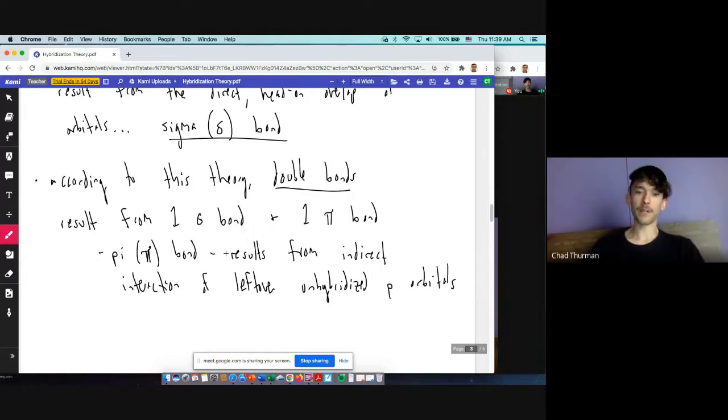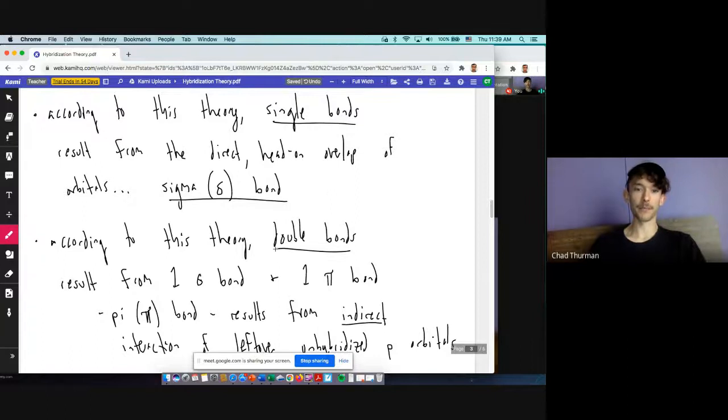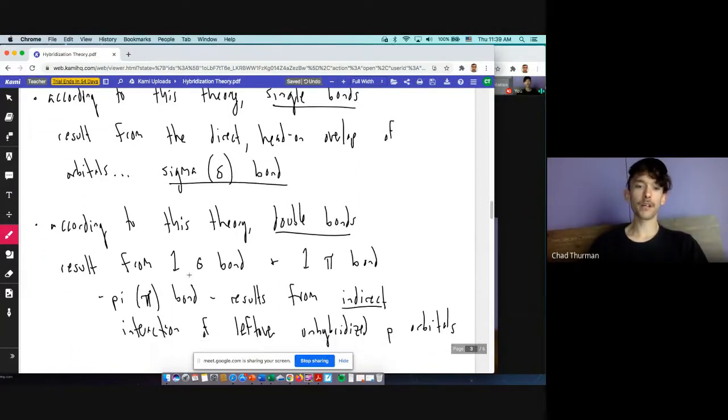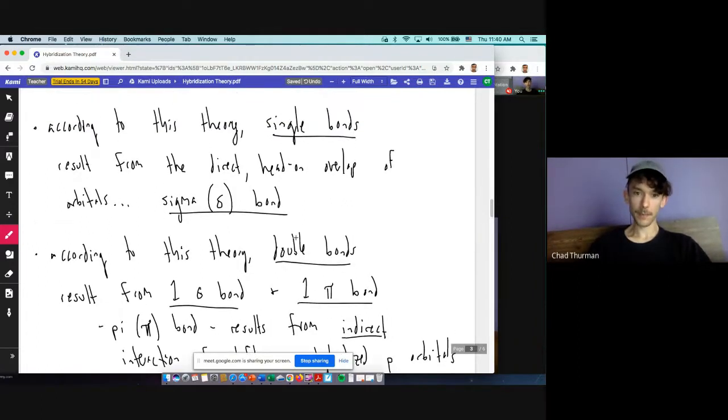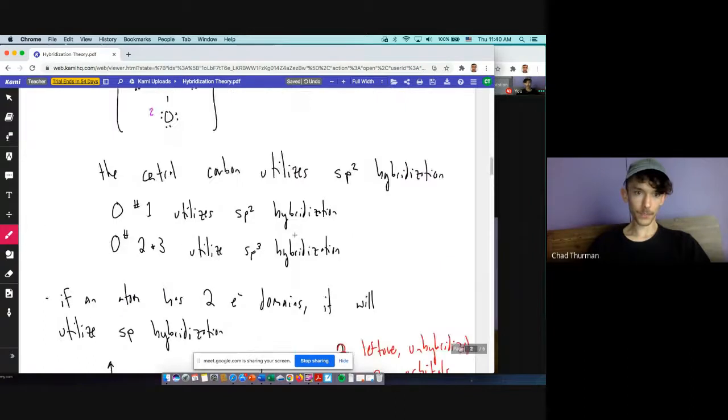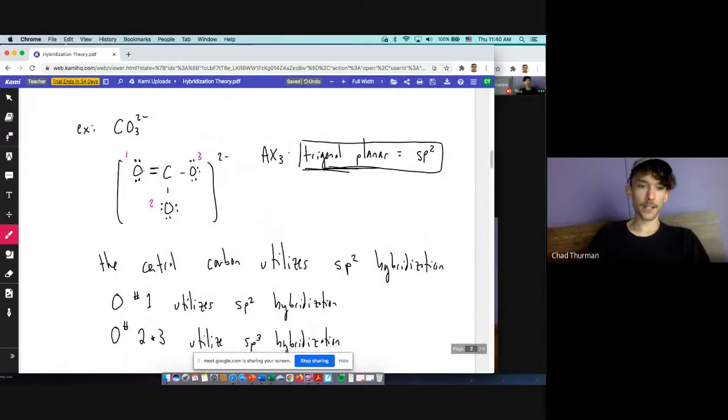Simply put, a pi bond is indirect. It's not like a head-on overlap like a sigma bond was. The important thing you need to know, very simple to memorize: a double bond is one sigma and one pi bond. Let me go back up to carbonate here. I noticed that carbonate has a double bond right here. I would say, hey, that double bond is composed of a sigma bond and a pi bond. That's true for all double bonds.